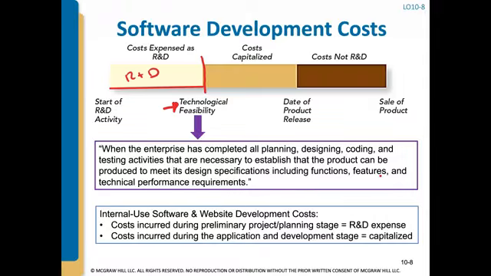From the point of technological feasibility until the point that the product is actually released, any costs incurred in here are costs that are capitalized as intangible assets called software development costs. And then once the product is released, that's it. There's no more cost to be capitalized. But these costs are capitalized in this time period. They're capitalized and amortized.